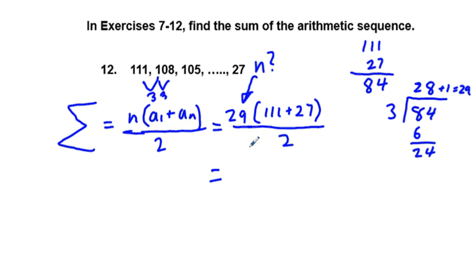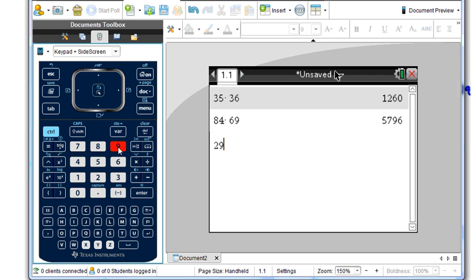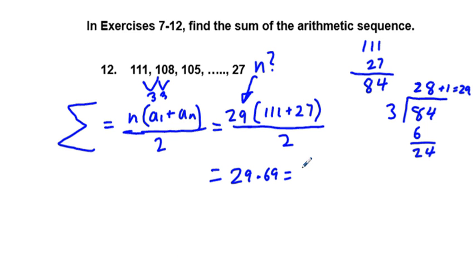And we have 29 and 111 plus 27, which is 138. 138 divided by 2 is 69. So if we take 29 times 69, that should give us our summation. I'll put 29 times 69, and we get 2001. So the sum equals 2001. I'm pretty sure that's right.